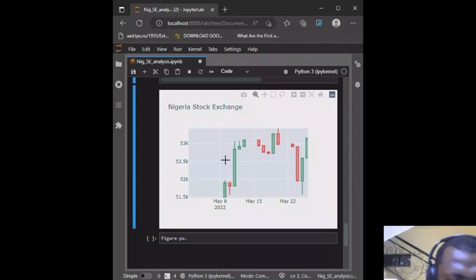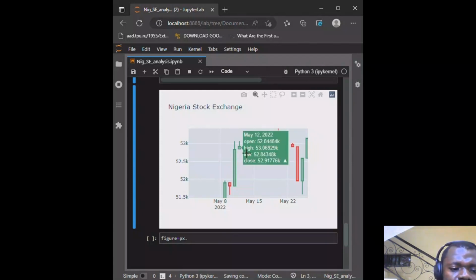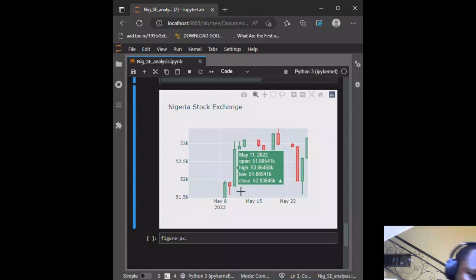Just give a brief description of what these candlesticks mean. This is called the body of the candlestick. The top of the body, this rectangle, shows us the opening price, the open. The bottom of this rectangle shows us the close.